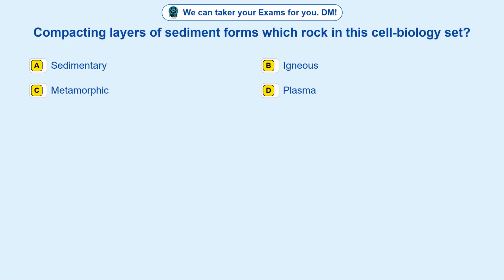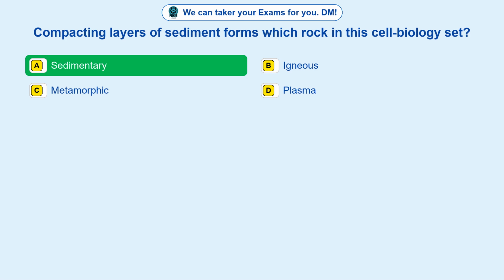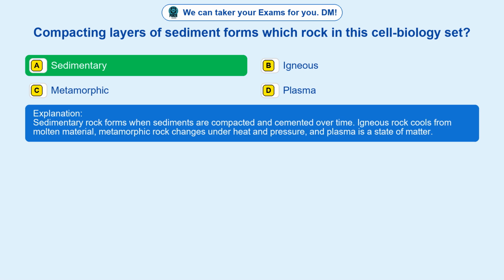Question 85. Compacting layers of sediment forms which rock in this cell biology set? Option A, sedimentary. Option B, igneous. Option C, metamorphic. Option D, plasma. The correct answer is option A. Sedimentary. Sedimentary rock forms when sediments are compacted and cemented over time. Igneous rock cools from molten material, metamorphic rock changes under heat and pressure, and plasma is a state of matter.